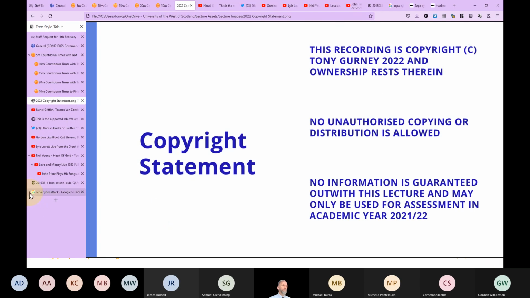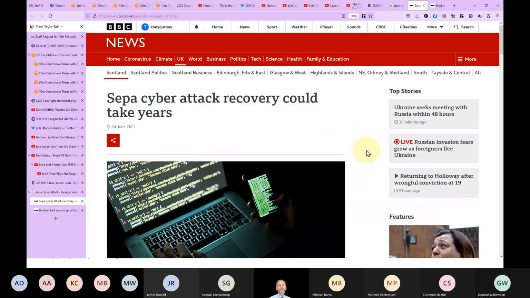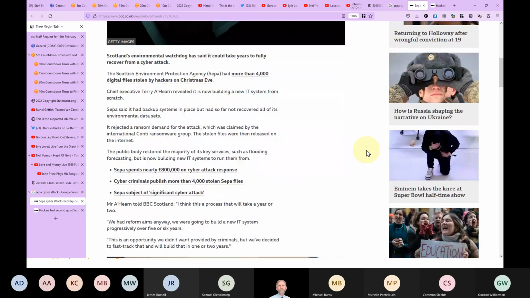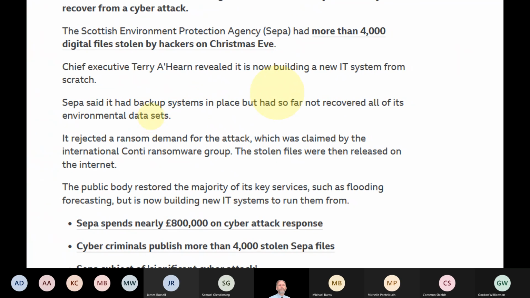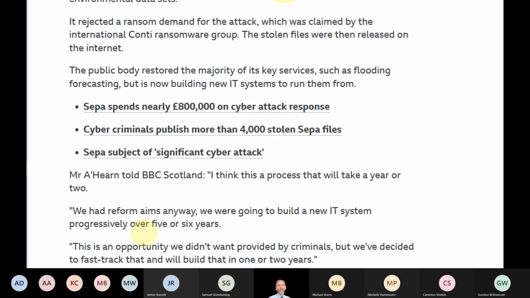One that's close to home, there's something called the Scottish Environmental Protection Agency, SEPA. SEPA's servers were hacked. £4,000 digital files stolen. And SEPA now have to build a new IT system from scratch. Hopefully that was on the cybersecurity people's risk register. Because it's cost them £1 million and rising.